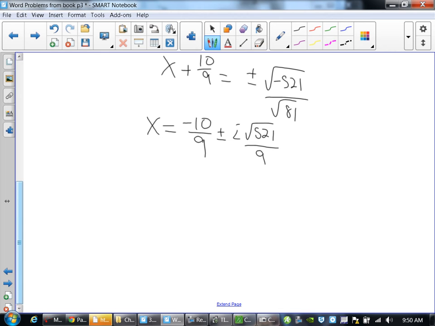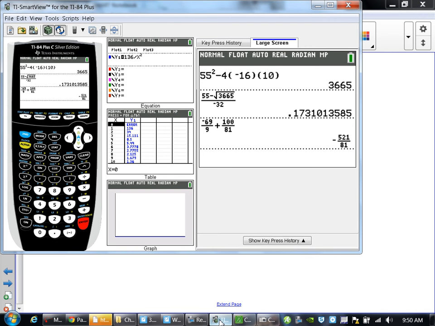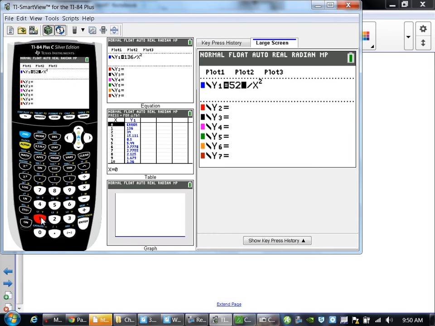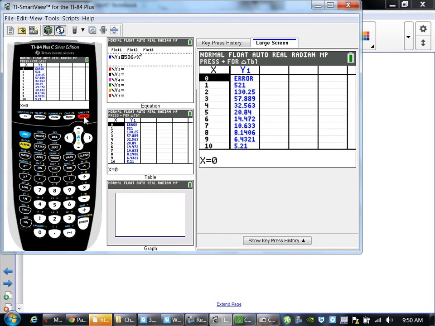For 521, I don't know if it has a perfect square in it or not. So what would I do to check? I go to my calculator again, divided by x squared. Correct. It doesn't, so we're done.